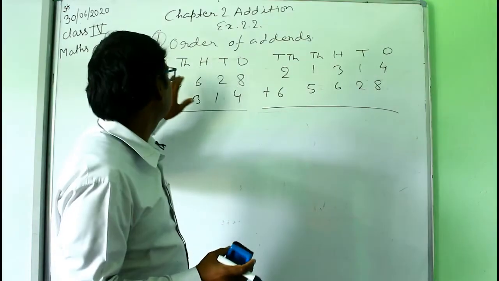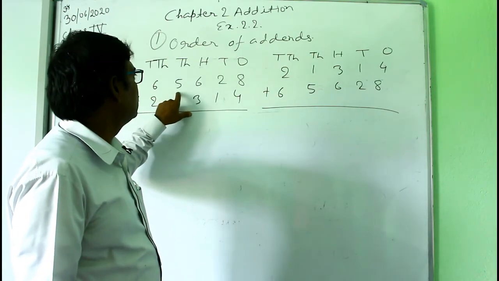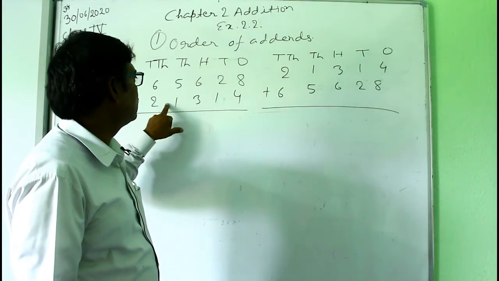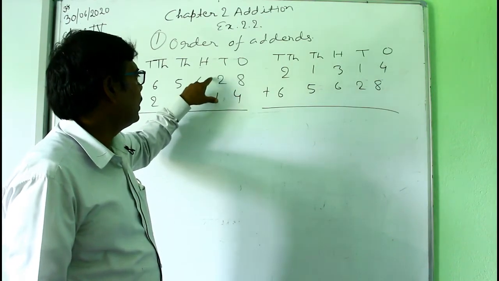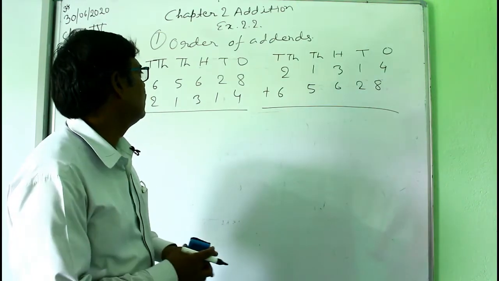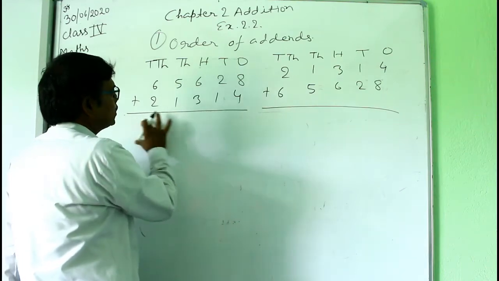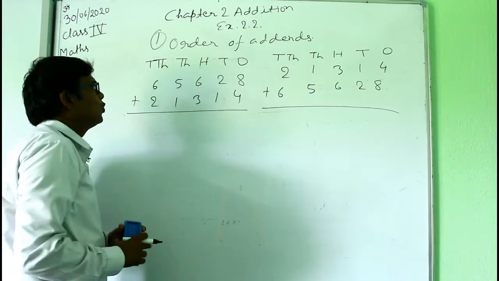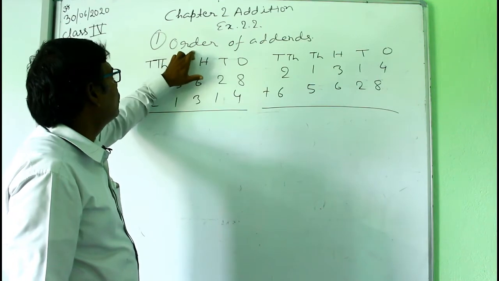Like here, these are the two numbers. One number is 65,628, and the other number is 21,314. So these are the two numbers, and we have to add them. These two numbers are called the addends. When you add these two numbers, you will get an answer, and that answer is called the sum. SUM, sum, and these are the addends here. So here these are the two numbers, and what is this rule? Order of the addends.